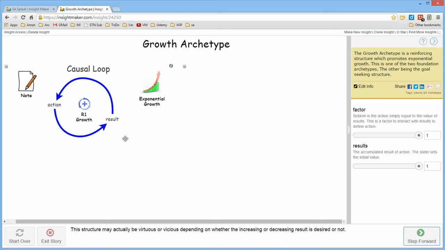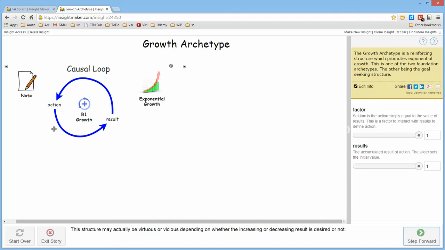And the thing to remember about growth archetypes, or the growth structure itself, is that nothing grows forever, so any time you run into a growth scenario, sooner or later it will run into a limit, and the growth will slow down or stop. And note that there could actually be numerous elements in this loop.